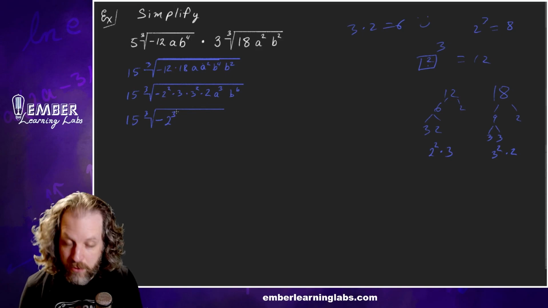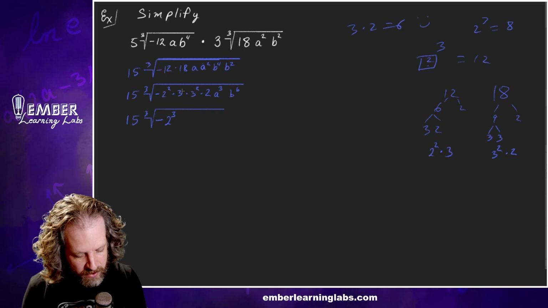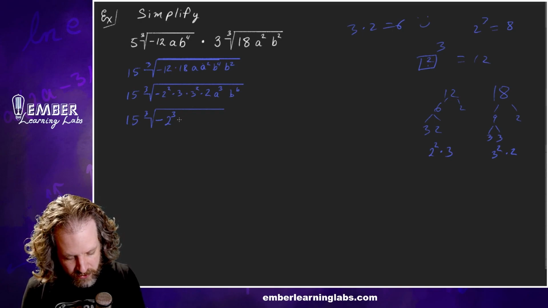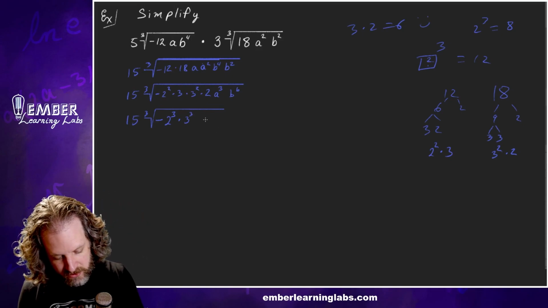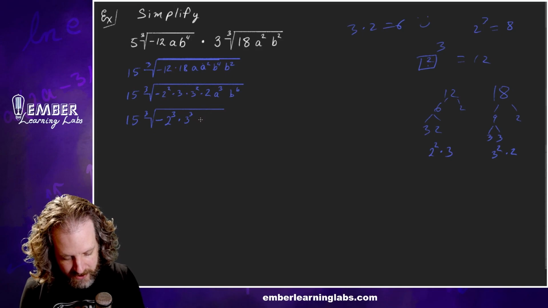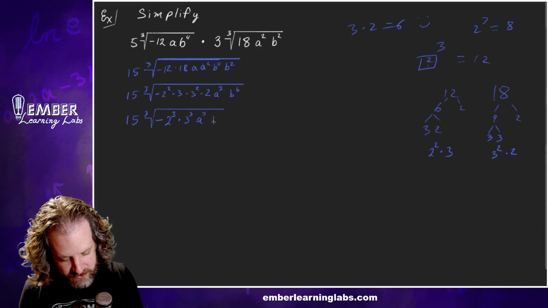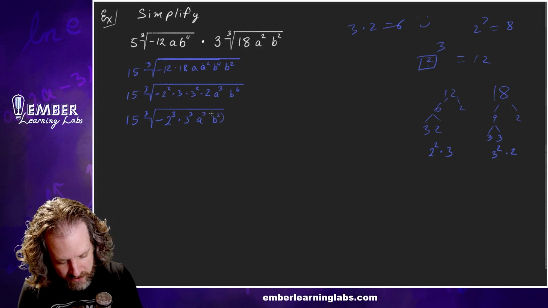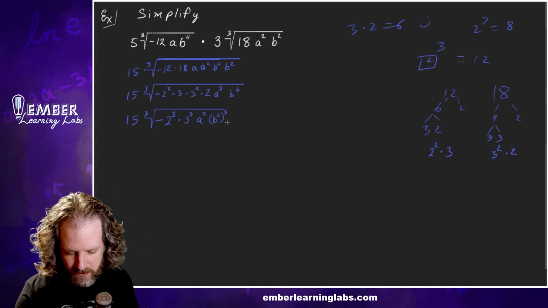2 cubed. Cube and cube root cancel. Looking up, 3 to the first times 3 cubed. Ooh, that's looking great. And then a cubed, we already said we knew how to deal with that. And we can go ahead and turn b to the 6th into b squared cubed. Look at that. That's awfully nice.